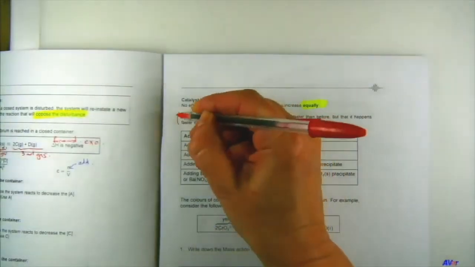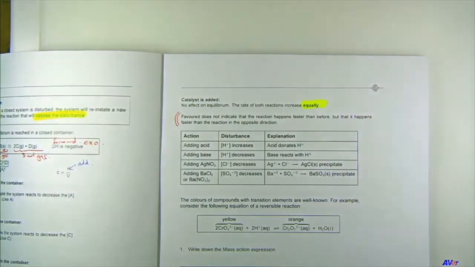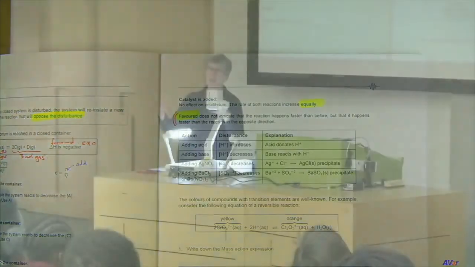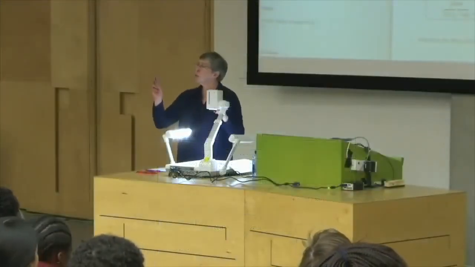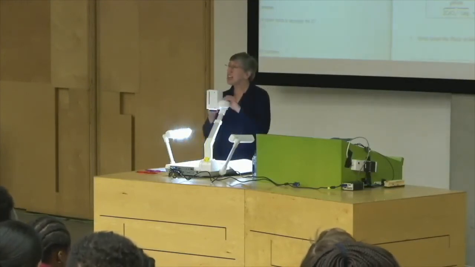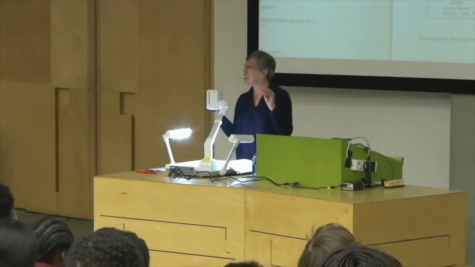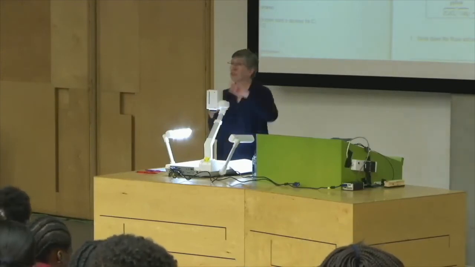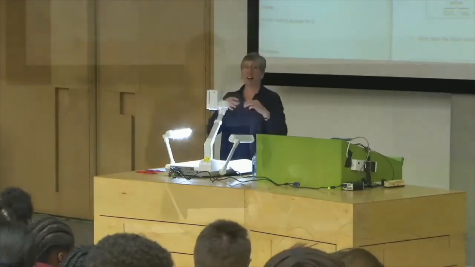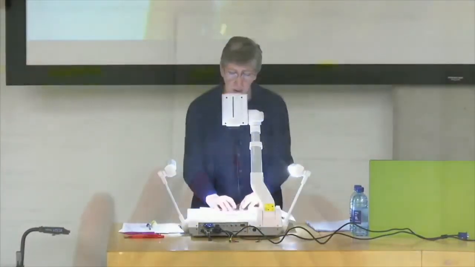And then we get to that part, which is very important. We've now talked about favored a lot. But what does favored mean? Now we sort of have a language idea of favored. Favored means better, more, whatever, hey? But what does favored mean in this instance? It means that the reaction that is favored is faster than the reaction in the other direction. It does not mean it's faster than before. It's not compared to its own rate before. It compares to the rate of the other one. And we have to use that when we draw graphs. Okay, so let's go on with the next one.